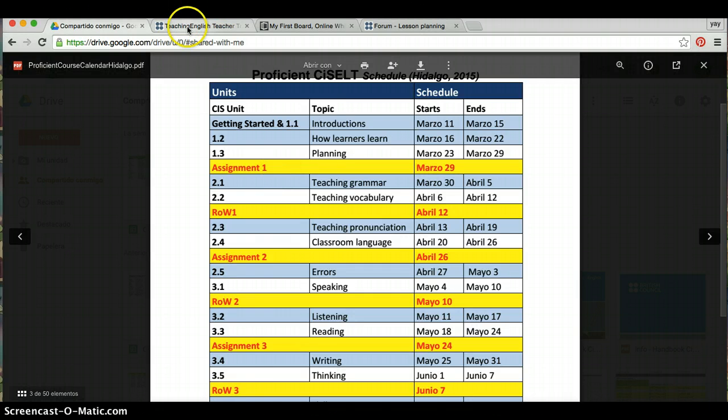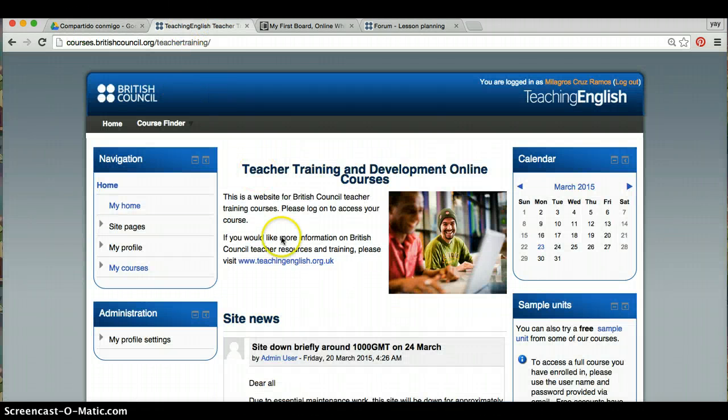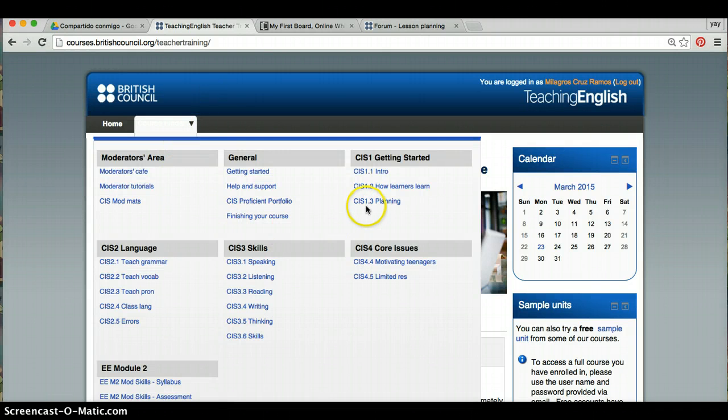Let's go to Unit 1.3. Let me show you what we're going to do. Here we have the course finder as usual. I'm going to go to Unit 1.3. Remember, we have already covered 1.1 and 1.2, so right now we're going to 1.3.